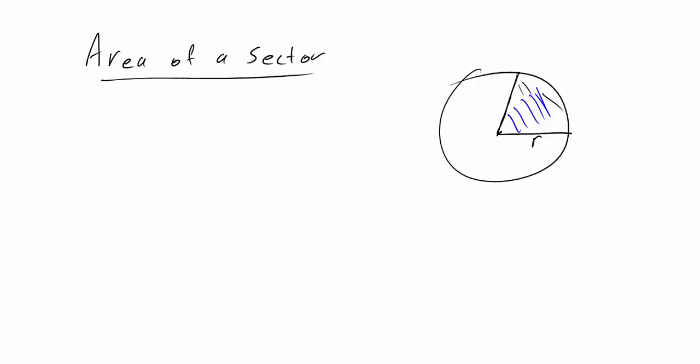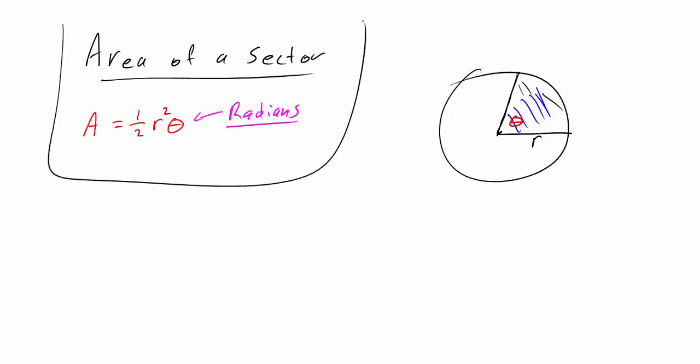In order to find that, the formula is area is equal to 1/2 the radius squared multiplied by the angle. And that's the angle right in here. This is what they call the central angle, the angle formed in the circle. And once again, this angle has to be in radians. So if you're given the angle in degrees, you have to change it to radians. So we'll look at one example.